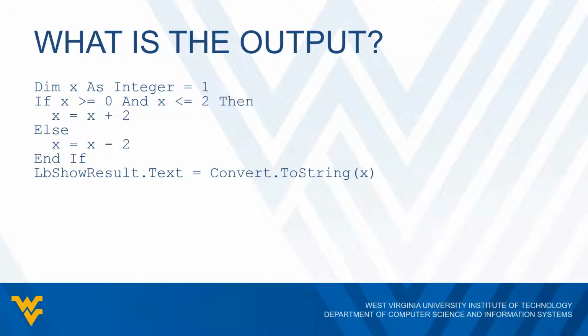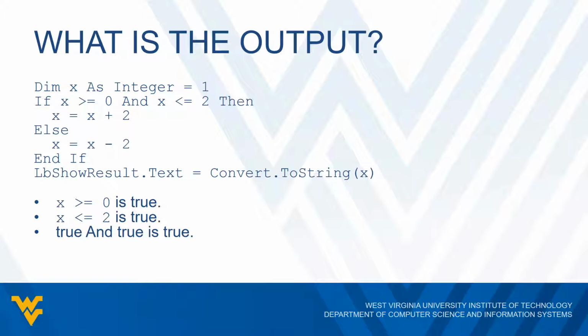Here we have the same code, except x is initially 1 instead of 0. Take a look at it and see if you can tell me what the output's going to be. We need to check both conditions again. Is 1 greater than or equal to 0? Yes, it is. So that part is going to be true. Now we need to check if 1 is less than or equal to 2. Well, that's also true. So we have true and true again, so that's going to be true.